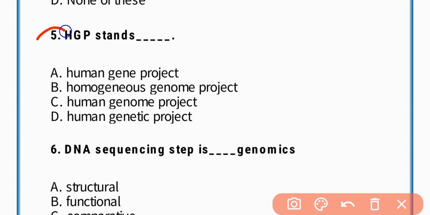MCQs number 5. HGP stands for: A, Human Gene Project, Homogeneous Genome Project, Human Genome Project, Human Genetic Project. The correct option is option C, Human Genome Project.